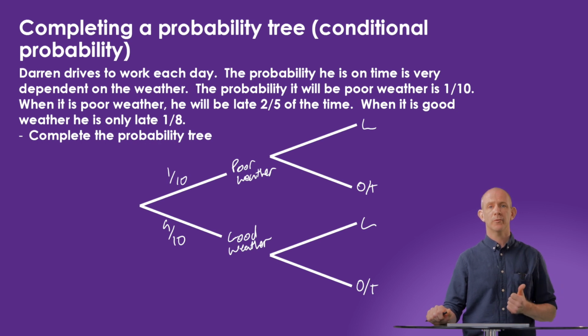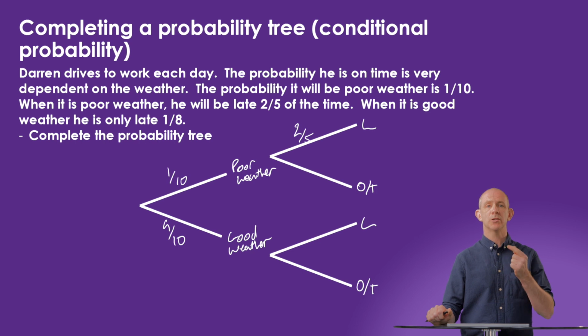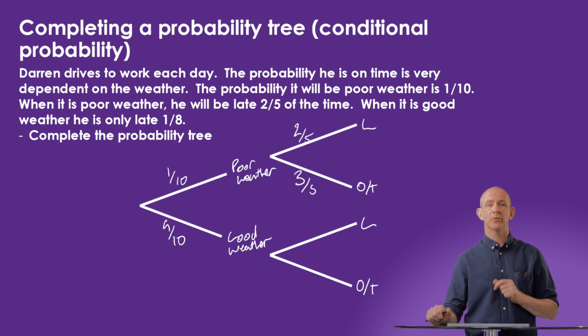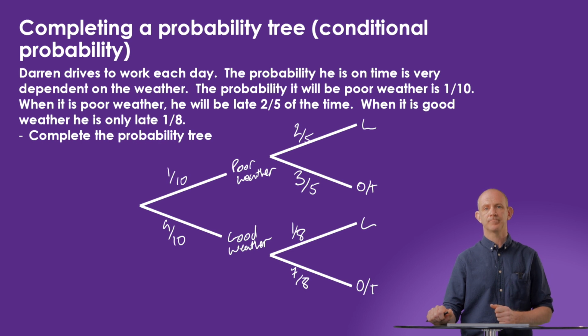If there is poor weather, then the chance he'll be late will be 2 over 5. So the chance he'll be on time when there's bad weather will be 3 over 5. If there's good weather, the chance he'll be late is 1 over 8. So the chance he'll be on time in good weather will be 7 over 8. We've now completed the probability tree.